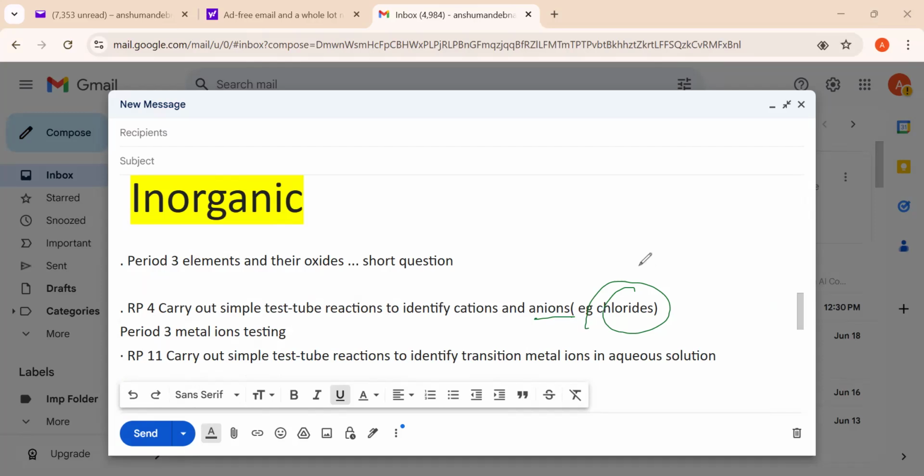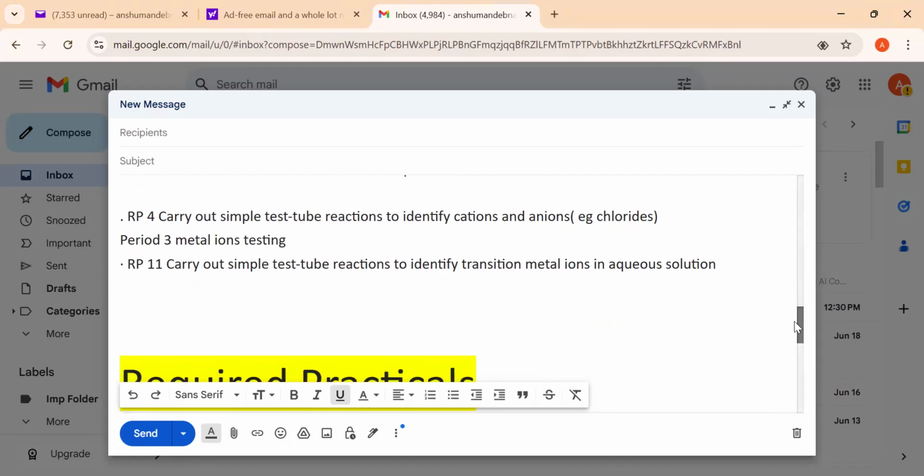Chloride testing, if you have got a chloride, it will be having with the AgNO3, you get like a white precipitate. A bromide is a creamish precipitate, right, of AgBr. And if it is a yellowish precipitate of AgI, that's a yellowish precipitate and all, right? Yes. The metal testing, which of the period three mainly, you have to focus, right? Carry out simple test tube reactions to identify the transition metals in aqueous solution.